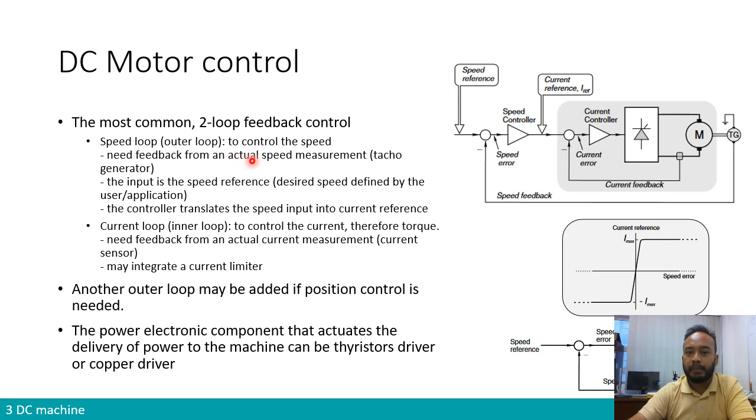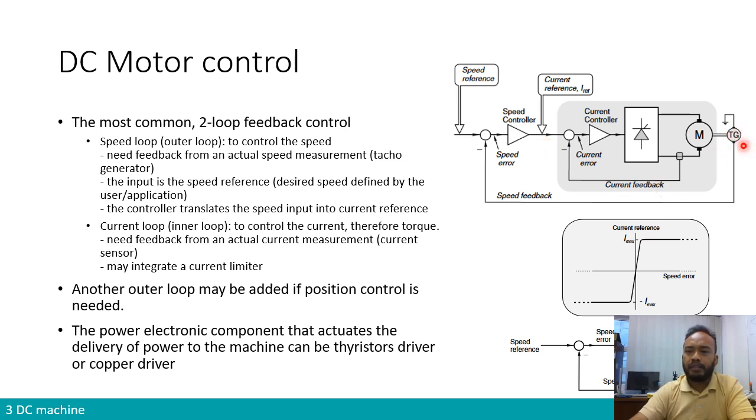So the first part is the outer loop, what we call the speed loop. The purpose is to control the speed, right? So we need feedback from the actual speed. In this example, it is a tacho generator. You may use an encoder or any other measurement that gives you speed. The input is the speed reference. We compare it, and the controller translates it into current that is to be delivered to the machine.